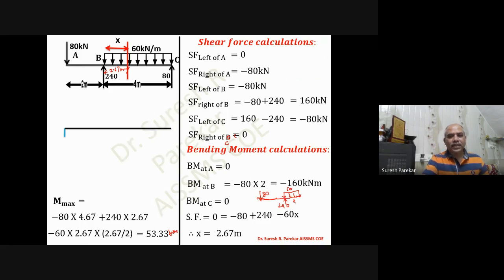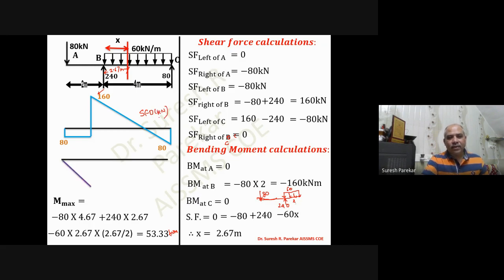Then we will plot it. Left of A 0, right of A minus 80, then left of B minus 80, then we have plus 160, then we have 0. Actually this 160 we should have below this, so this should be below this. And this will be the SFD in kilonewtons. And then we have the BMD.